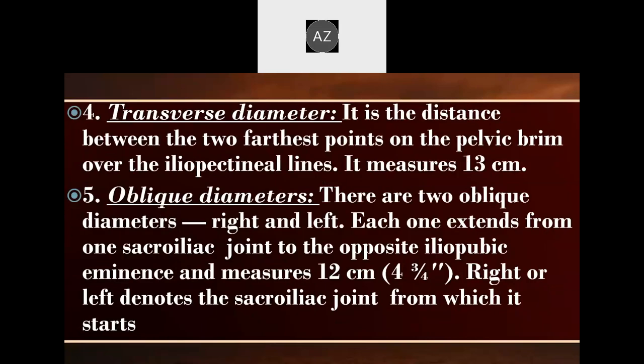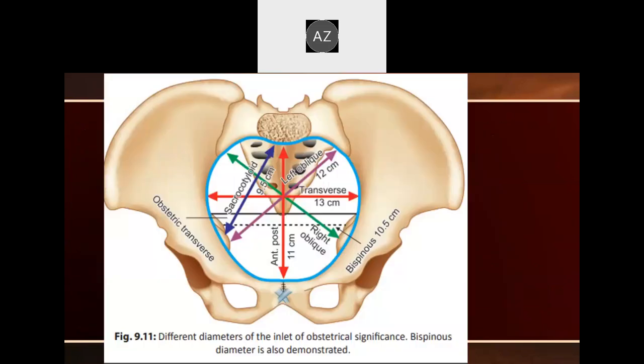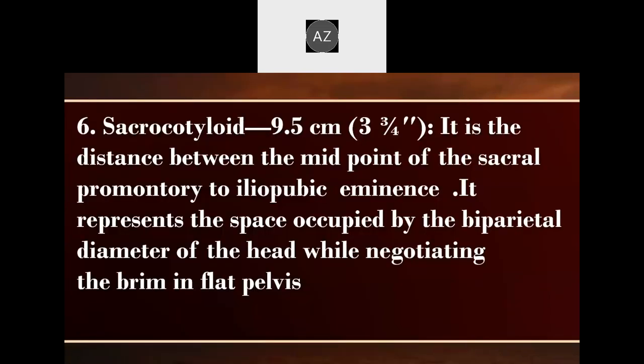Then we have the transverse diameter, the distance between the two farthest points of the pelvic brim. It's always 13 centimeters. And then the oblique diameters, we have the right and the left, which measure 12 centimeters. Then we can speak something about the sacrocotyloid diameter, 9.5 centimeters, the distance between the midpoint of the sacral promontory to the iliopubic eminence.